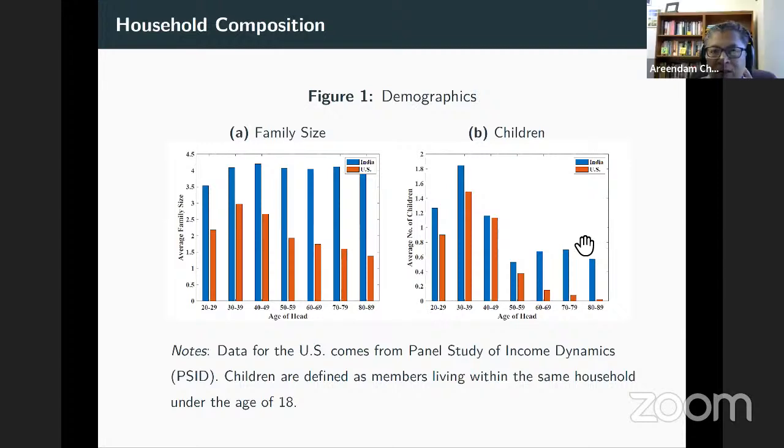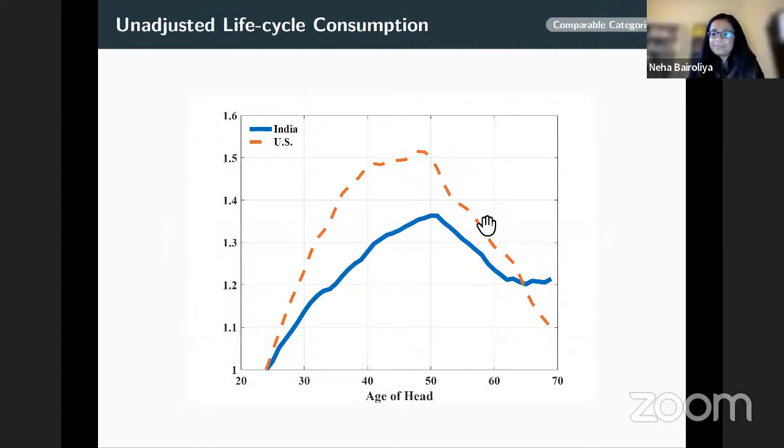Neha, 1 second. I think there's one question that came up. If you go back to the previous graph, and just explain what's on the y-axis, that would be helpful.